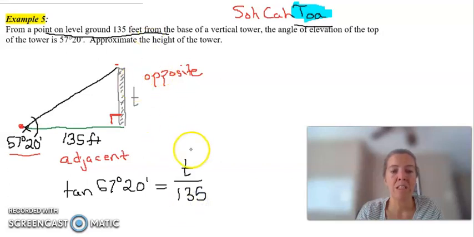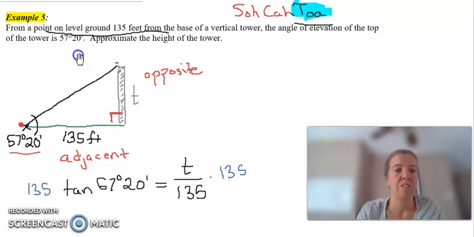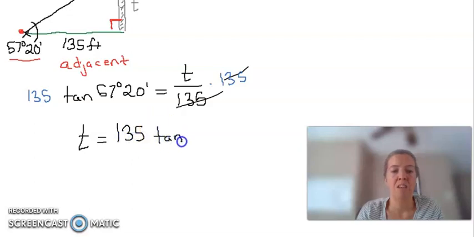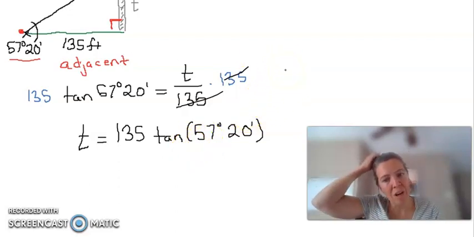And so if we want to get T by itself, we just have to multiply both sides of this equation times 135. So I'm going to move this down. So the side length T that we're looking for is equal to 135 times tangent of 57 degrees and 20 minutes.